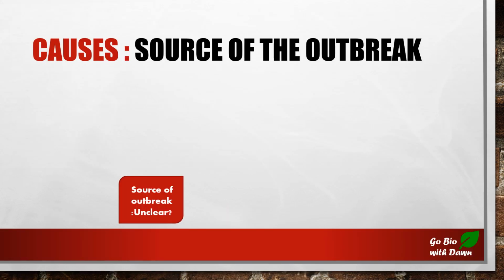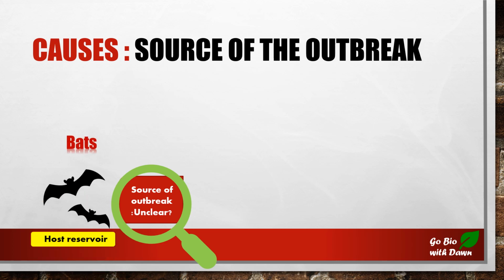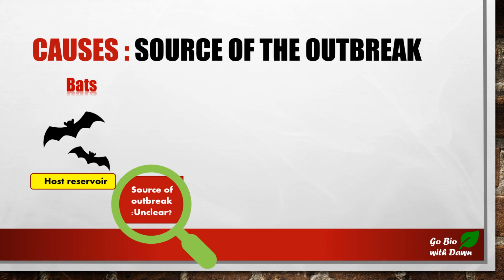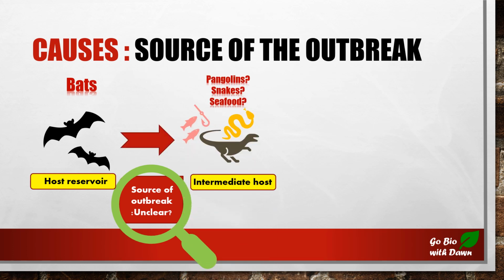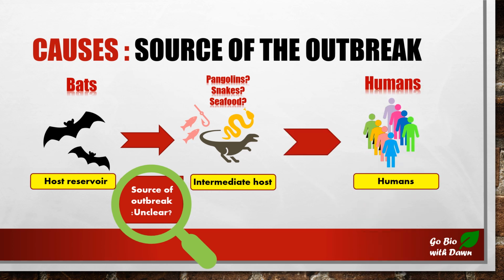The source of the COVID-19 outbreak is still unclear at the moment. However, increasing evidence suggests that the host reservoir of the coronaviruses is bats. Recent studies indicate that more than 500 coronaviruses have been identified in bats in China, with various animals such as the pangolin and snakes being the probable intermediate host for human transmission.